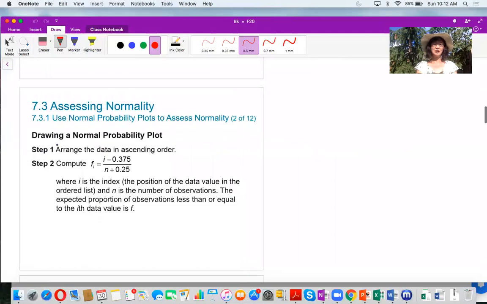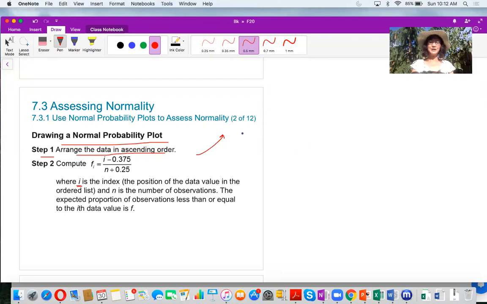So how do we draw a normal probability plot? We base it on the following steps. Step 1, arrange data in ascending order, from smallest to largest. Step 2, compute Fi equal to (i minus 0.375) divided by (n plus 0.25). What is i? i is the index. It is the position of the data in the ordered list.